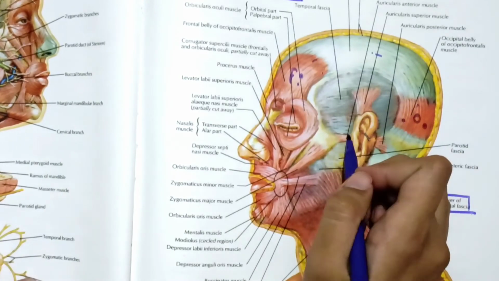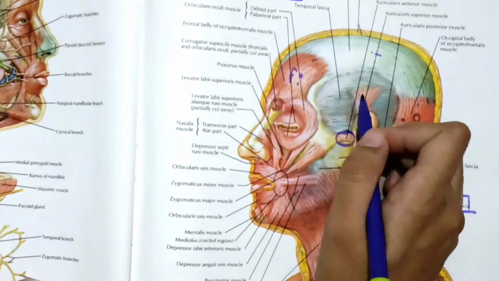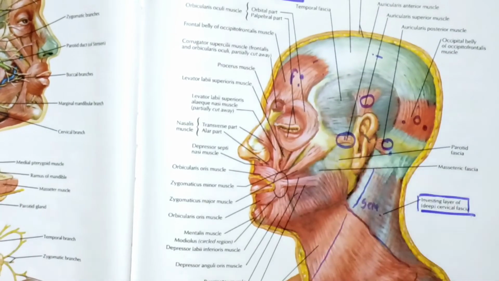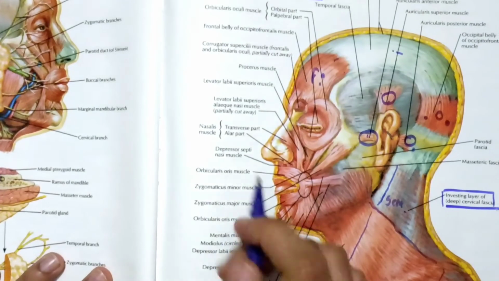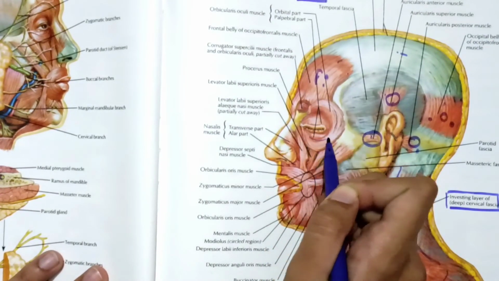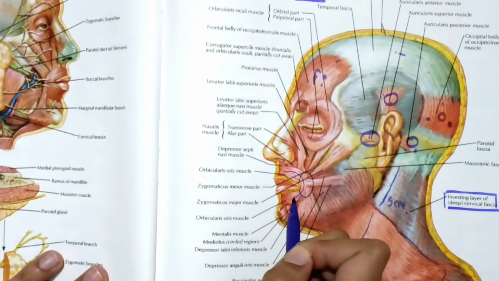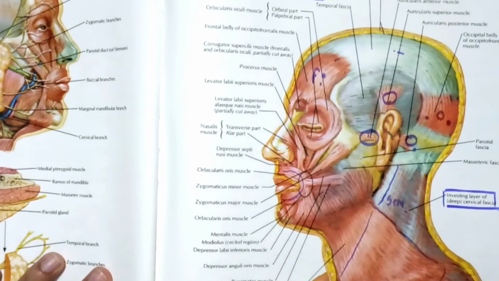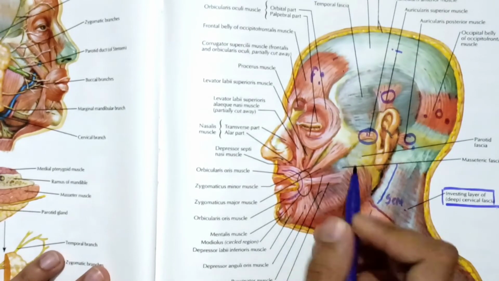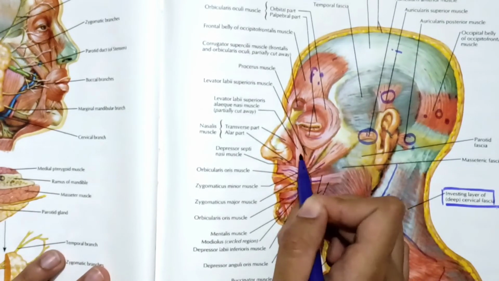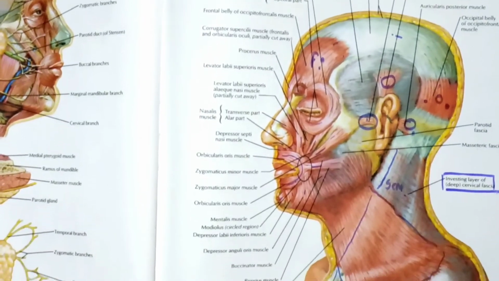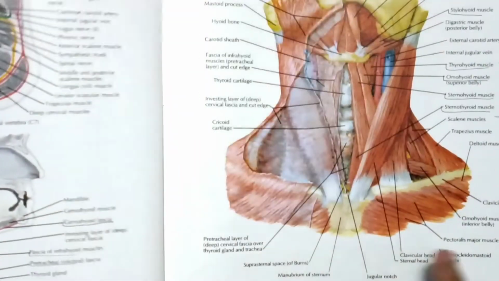And here you can see the auricular muscles, 3 auricular muscles here. This is posterior, superior, anterior. Then around the eye you can see this is orbicularis oculi muscle. Around mouth you can see orbicularis oris muscle. And then all these muscles are arranged, which are the muscles around mouth. We have 11 muscles here. So this is about the muscles.